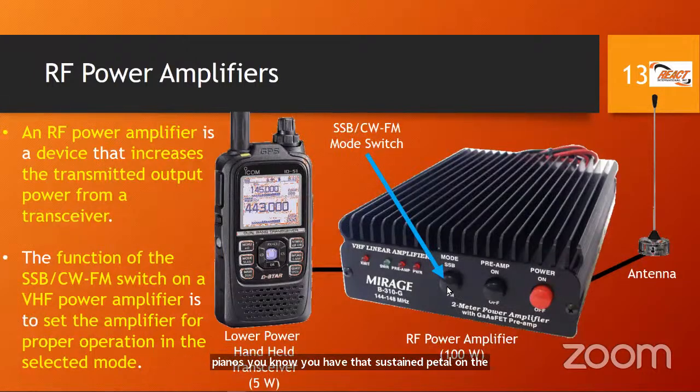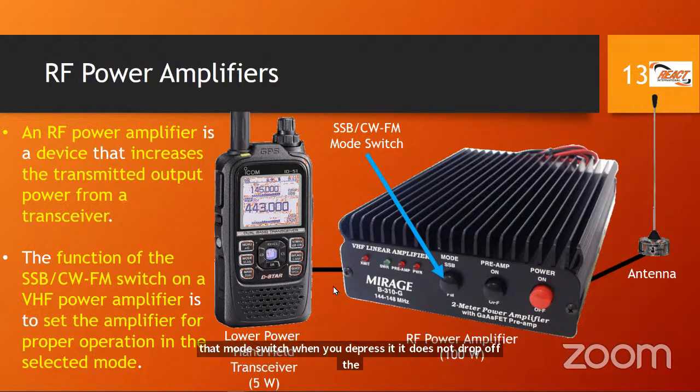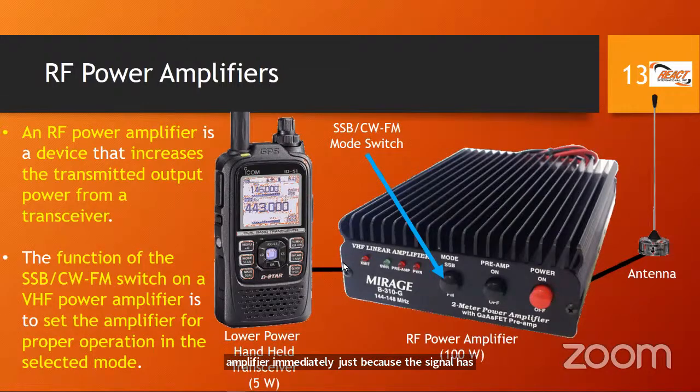So that mode switch, when you depress it, does not drop off the amplifier immediately just because the signal has dropped off a little bit because of the modulation scheme that is being used. Single sideband, for example, is one of those types of signals. You don't want the amplifier to be click-clacking that way, because it may actually cause the output to not be regenerated properly. So that mode switch caters for those intermittent modes that you may be transmitting into the amplifier. So you'll have a nice smooth output, notwithstanding the erratic nature of the input signal.